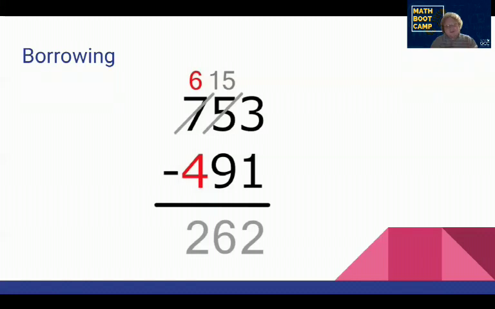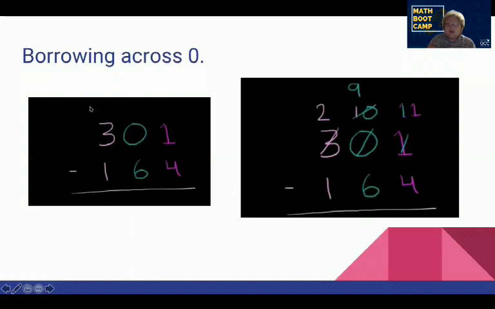The last little layer of difficulty that can be thrown at you is borrowing across 0. Now, borrowing is the same thing, but we're going to have that hurdle if we can't take anything from a 0. Take a look at this example. We have 301 minus 164, and immediately we see the problem. 1 take away 4, we can't do that.